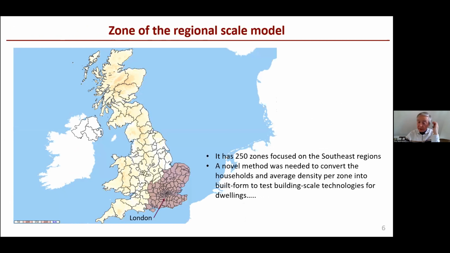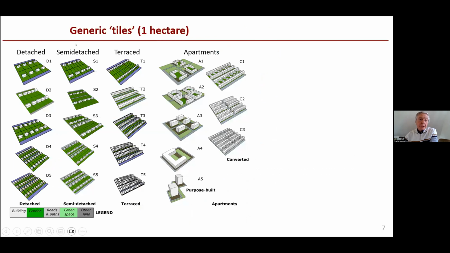So a novel method was needed on how to convert these total households and the average density for each of these zones into the built form, to be able to test building scale technologies such as rainwater harvesting, for example. So the method that I devised was to use what I've called tiles, which are, for each dwelling type, there are 5 different tiles. Say for example, detached houses, there are 5 tile types ranging from very low density housing to higher density detached. And for each of these tiles, the amount of roof space per dwelling will be different, and the size of the plots and the permeability of the plots and so on will be different.